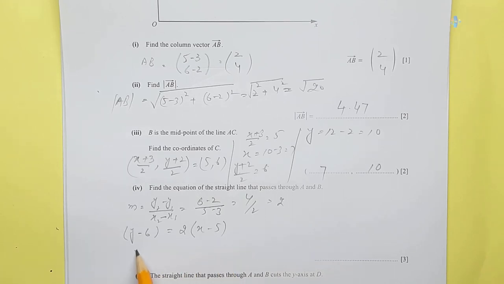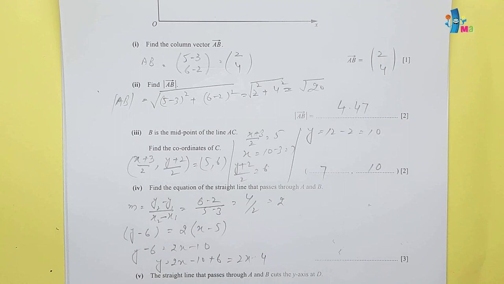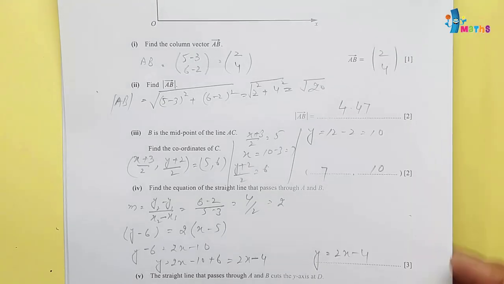Now we can open the brackets. Y minus 6 is equal to 2x minus 10. This 6 will be sent to the other side. Y is equal to 2x minus 10 plus 6. So this will be equal to 2x minus 4 basically, not plus 4. So I will change this to 2x minus 4, and our answer will be Y is equal to 2x minus 4. Hopefully you are understanding everything.